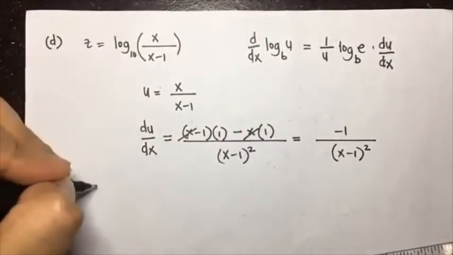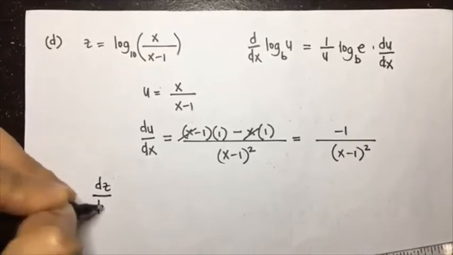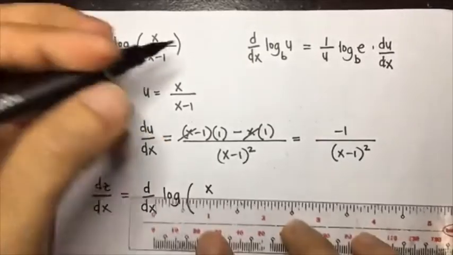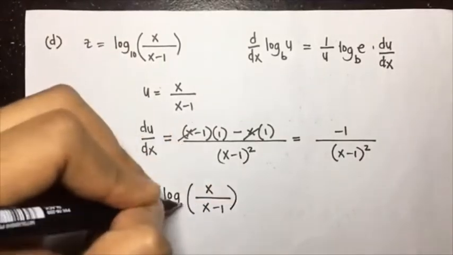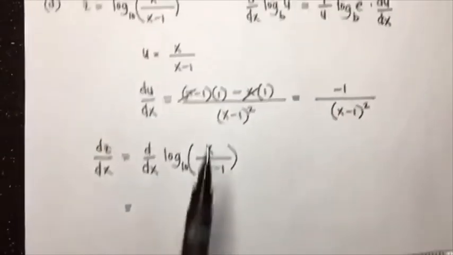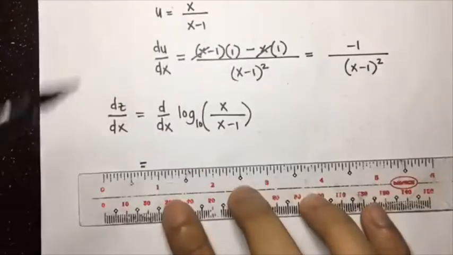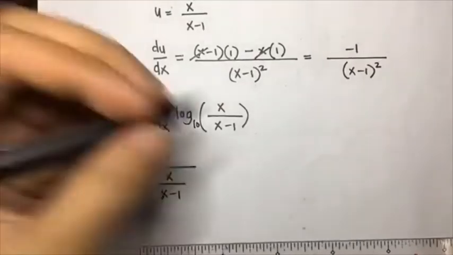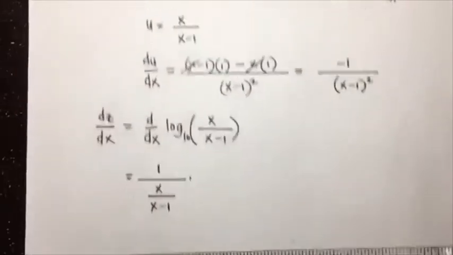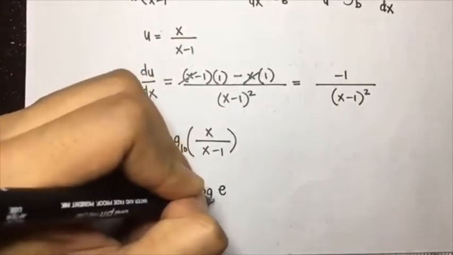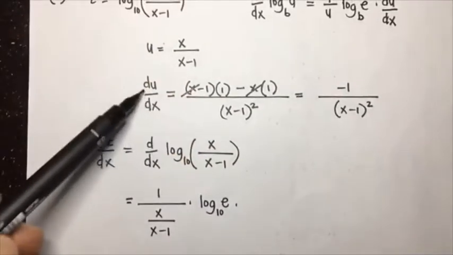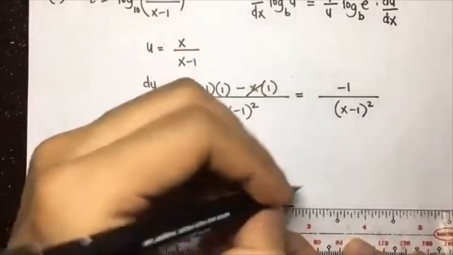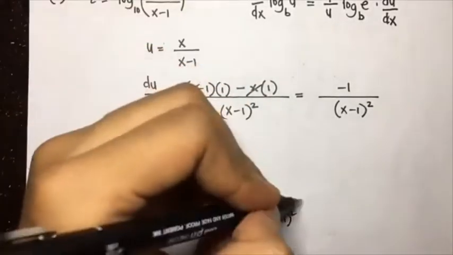Following the formula, our dz over dx is equal to the derivative with respect to x of the logarithm of x over x minus 1 to the base 10. This is equal to 1 over u, so this is our u. Therefore, 1 over u is equal to 1 over x over x minus 1, multiplied by log of e to the base b. Our base is 10, so times log of e to the base 10, multiplied by du over dx, which is negative 1 over x minus 1 squared.